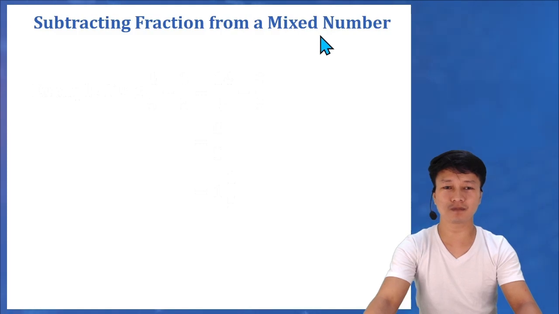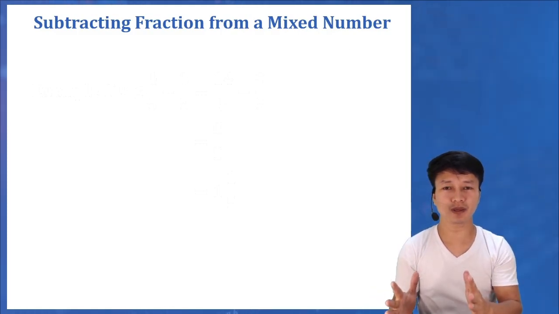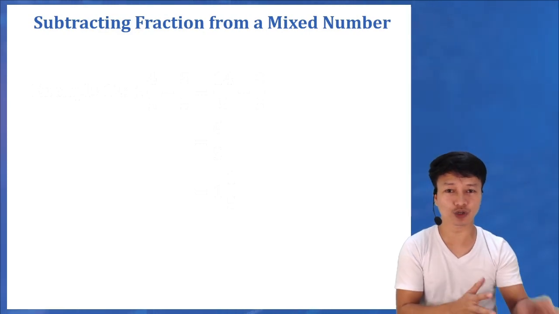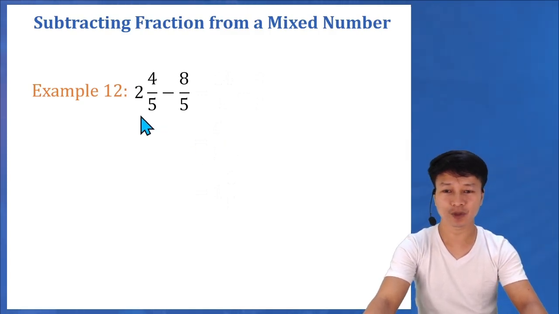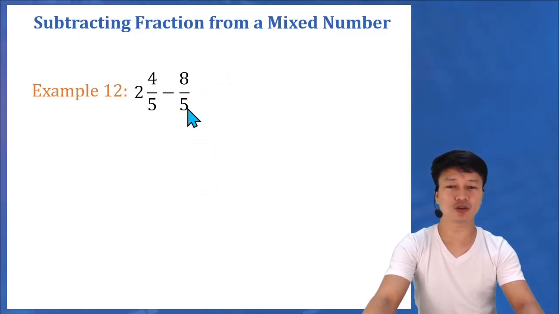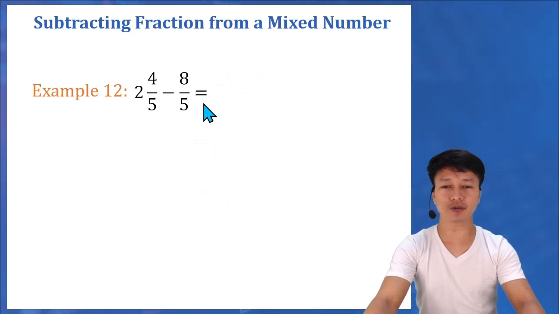Subtracting fraction from a mixed number. This time, mixed number will be subtracted by a fraction. Okay, example number 12 will help us understand that. So we have 2 and 4 over 5 minus 8 over 5. Again, this is a mixed number to be subtracted by a fraction 8 over 5. So what are we going to do?